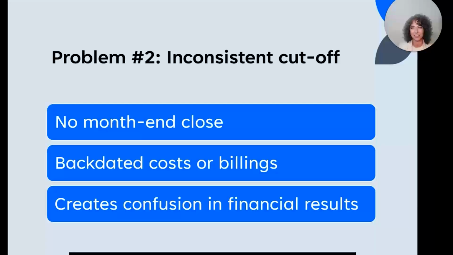Next, cutoff. Okay, you have to be done with the month before you can do the WIP. So if you keep back posting into a prior month and changing your billings and changing your costs and, oh, we got another invoice, change it again, you're going to create inconsistency in your WIP reporting, inconsistency in your financial statements, and it's going to create a lot of confusion. You have to have an end of the month so that you can proceed with month-end close.